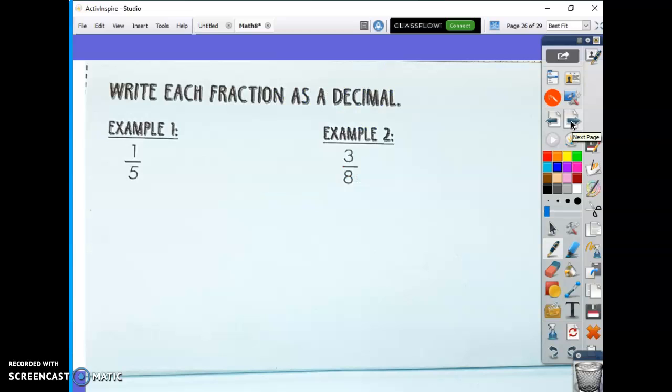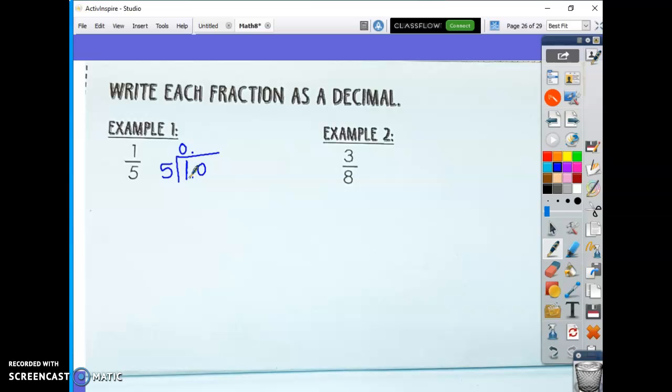Okay, let's go over an example for how to turn fractions into decimals. 1/5 is our first example. What we're going to do is take our numerator and put it inside of the house, and the denominator and put it outside of the house. Well, does 5 go into 1? Nope, it's too big, so we're going to have to add some zeros. But first, we have to put that decimal in there before we start adding zeros.